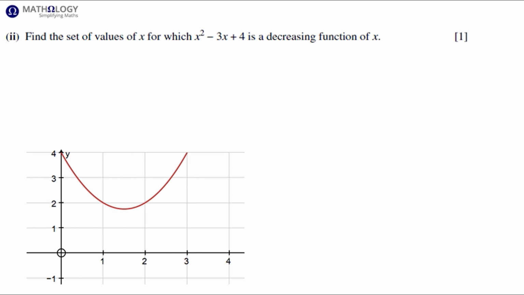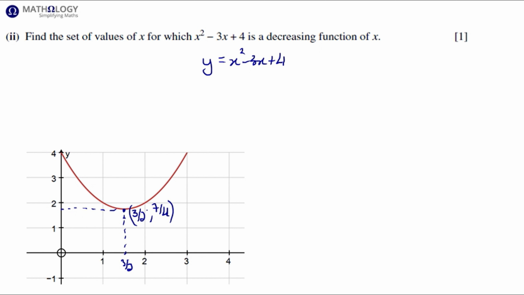Okay, next we're required to find the set of values of x for which x squared minus 3x plus 4 is a decreasing function of x. So I've sketched an accurate graph of this function, y equals x squared minus 3x plus 4. So here's your turning point. That was the point 3 over 2, 7 over 4, the turning point. Now, we're not showing that it's a decreasing function. We need to find the set of x values for which it is decreasing.